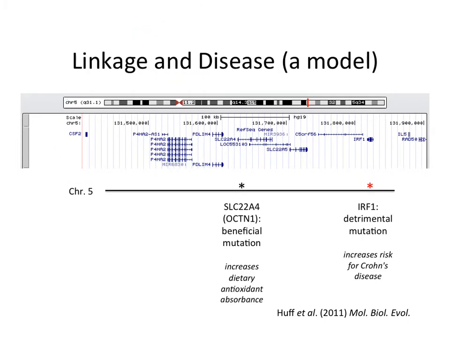I just want to run you quickly through a model of how scientists and geneticists in particular think that the Crohn's disease mutation exists so widely in the population. So there are 2 mutations we've talked about so far. There's the one in IRF that looks like it causes susceptibility to Crohn's disease. And then there's this mutation I talked about earlier in this gene called OCTN1, which is the mutation that allows your gut to take up more nutrients, more antioxidants.